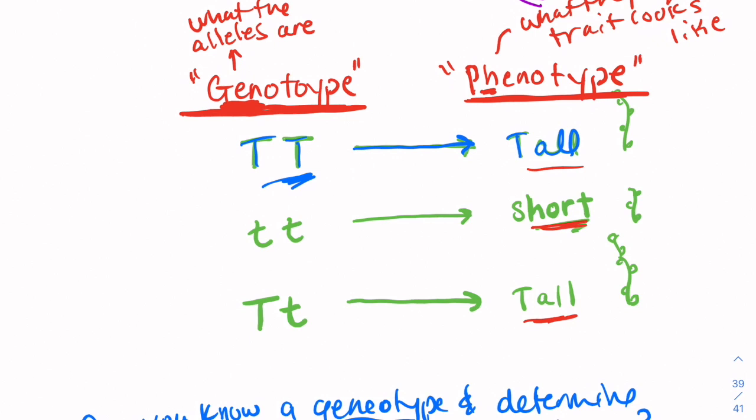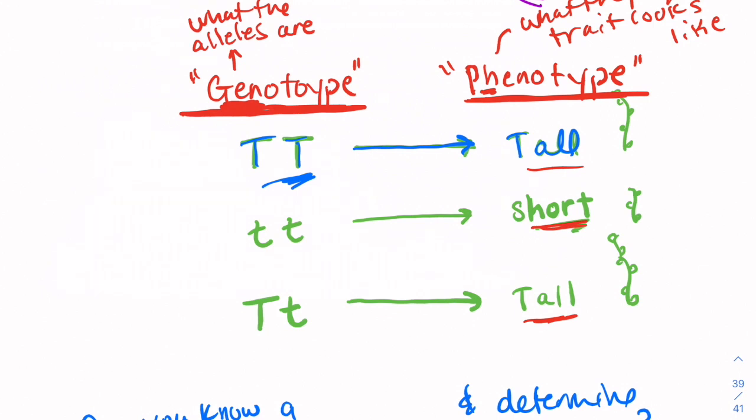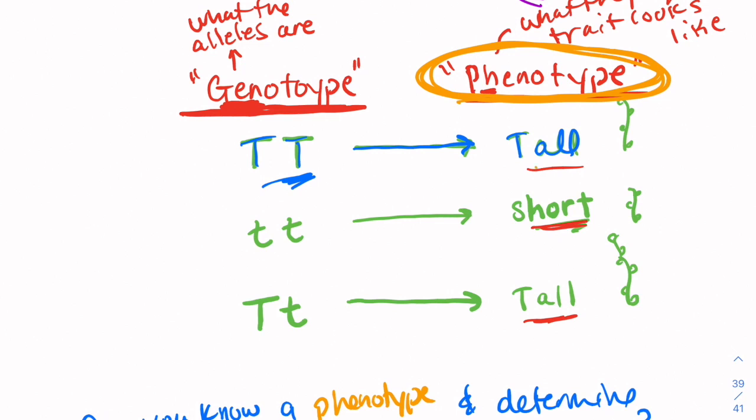But how about this? Let's switch this up just a little bit. Can you know a phenotype and determine the genotype? Can you look at the phenotype, whether a plant is tall or short, and know what its genotype is? Think about that for a sec.